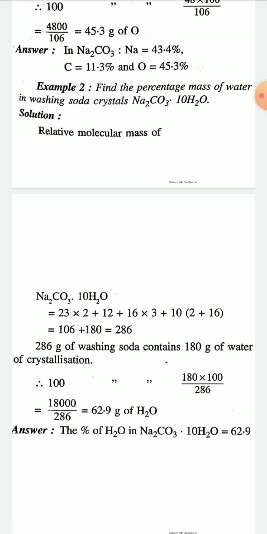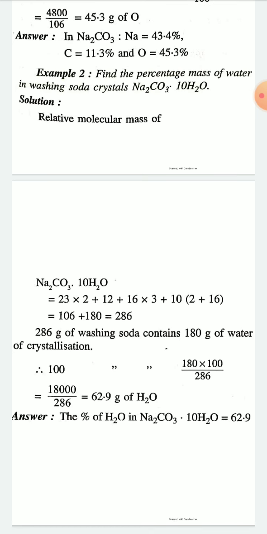62.9%. Okay. Next day I will discuss empirical formula and molecular formula.